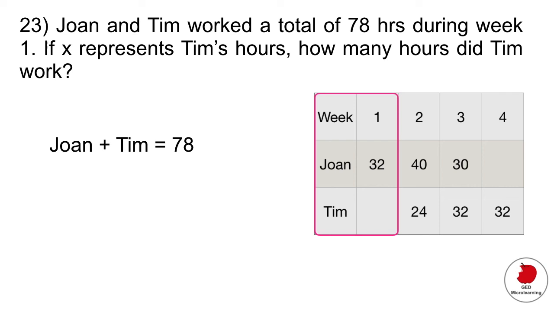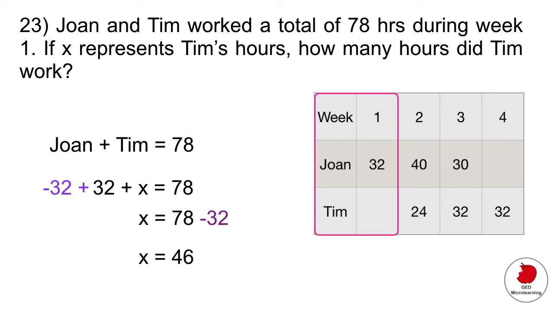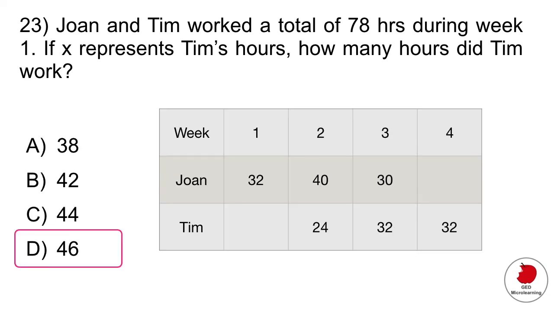And we know that Joan worked 32 hours, and we don't know what Tim worked. So we're going to call him X. So all you have to do here is solve for X. So on the left side of your equation, you're going to subtract 32. All right, you're going to do the same thing on the right side, and that gives you 46. All right, and just to double check your answer, if you add 46 plus 32, that gives you 78.